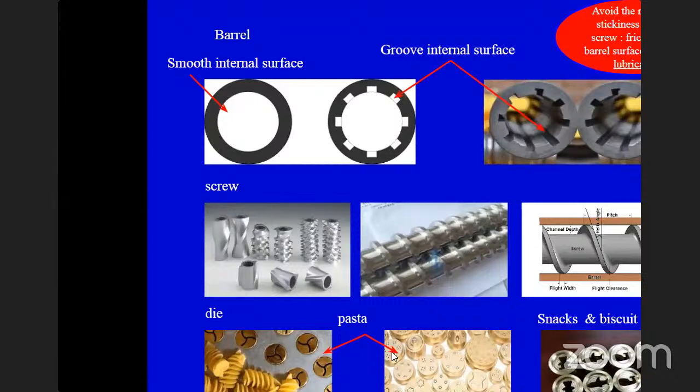So as we see from this photo, dies have different holes. For example, round holes to produce rods, square holes for bars, and slots to produce sheets. So different kinds of shapes, holes are present in the dies and produce different complex shapes of the product. So the function of the die is to shape the melt when it exits the extruder, and also contributes to the physical properties by controlling the molecular orientation in the product.